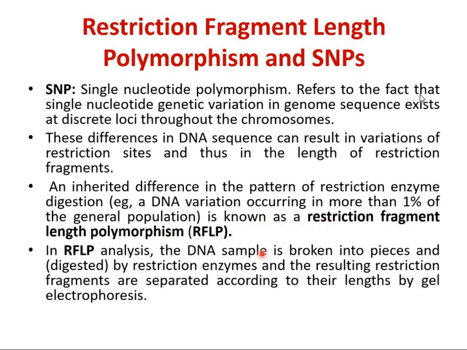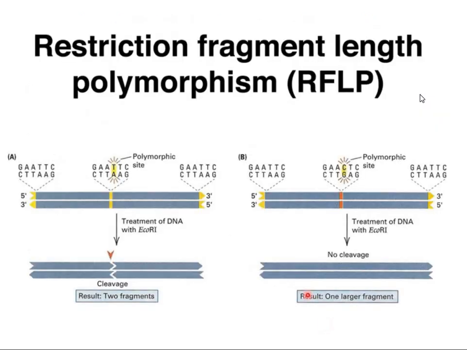In RFLP analysis, the DNA sample, or your PCR product, is broken into pieces, or digested, by a restriction enzyme, and it will result in fragments of different lengths. You can analyze them using gel electrophoresis. I think things will be clearer with an example. Have a look at this. You just take it as a PCR product. Forget about these two sites right now. Just have a look at it.